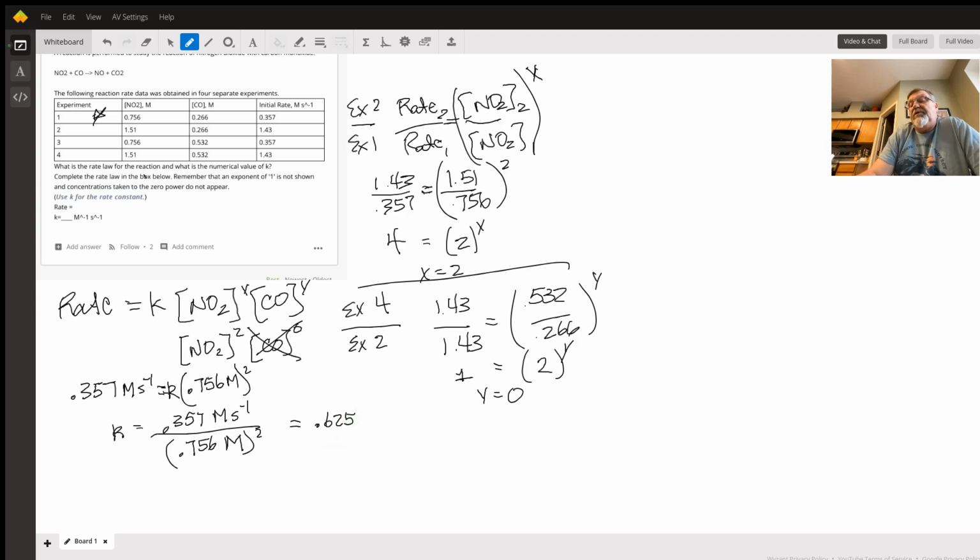And then if I'm checking out my units here, I've got molarity on the top and I've got molarity squared on the bottom. So that's going to cancel out the 1 molarity up here, and it's going to leave me with 1 molarity, but it's in the denominator, so that means it's going to be to the minus first. So my units then come out to be molarity to the minus first, and then I still have that seconds to the minus first there. So there's my answer. I hope it helps.